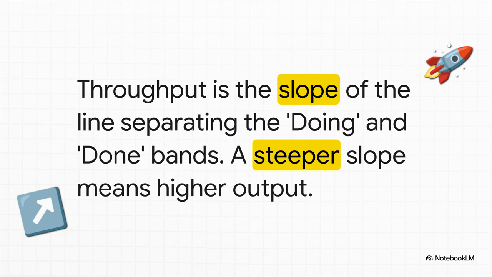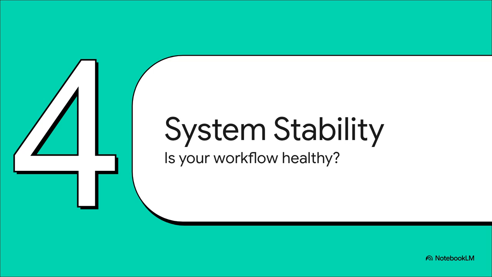And on the CFD, you're looking at the slope of that line that separates doing from done. If that line is climbing steeply upwards, that's awesome. It means you're knocking stuff out at a high rate. But if that line starts to go flat, well, that's a warning sign that things have ground to a halt. So when you put all these metrics together, you can start to see the health of your entire system. The CFD can tell you if your workflow is stable and predictable, or if maybe you're heading for some trouble.